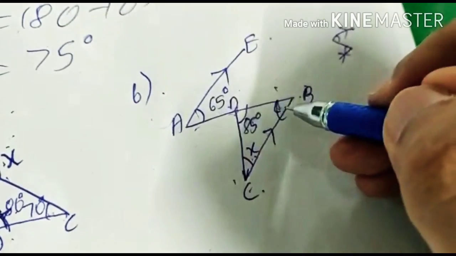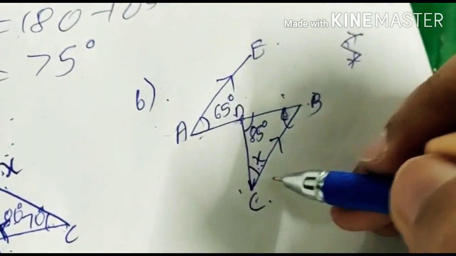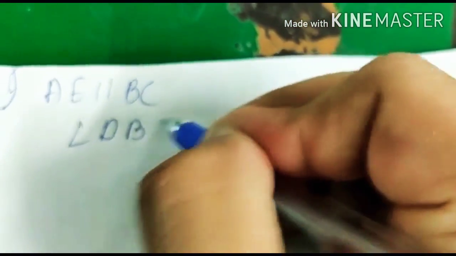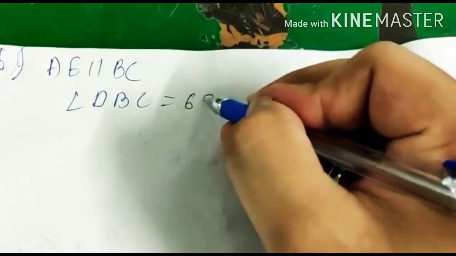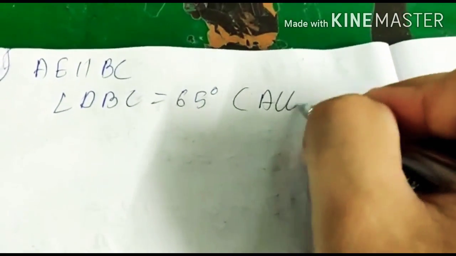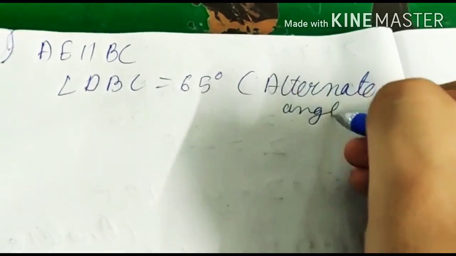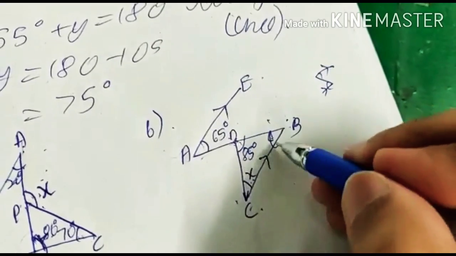So here interior angle 65 and angle DBC. So angle DBC equals 65 degrees. These are alternate angles. Angle DBC is 65.